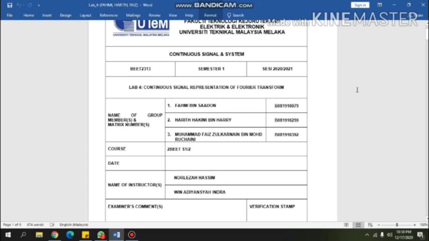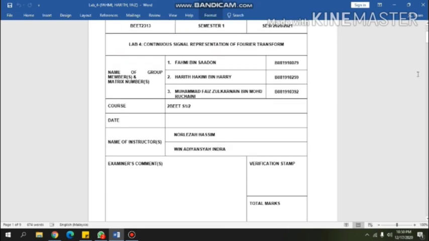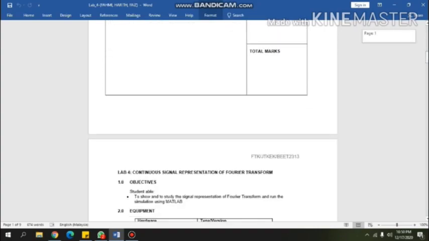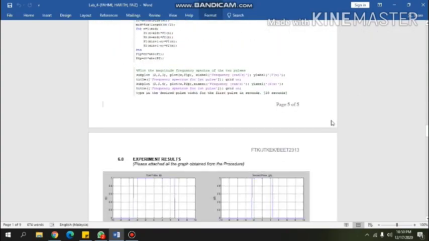Today I am going to do Lab 4, which is Continuous Signal Representation of Fourier Transform. So I am going to explain about the question and discussion, number 1 and number 2.